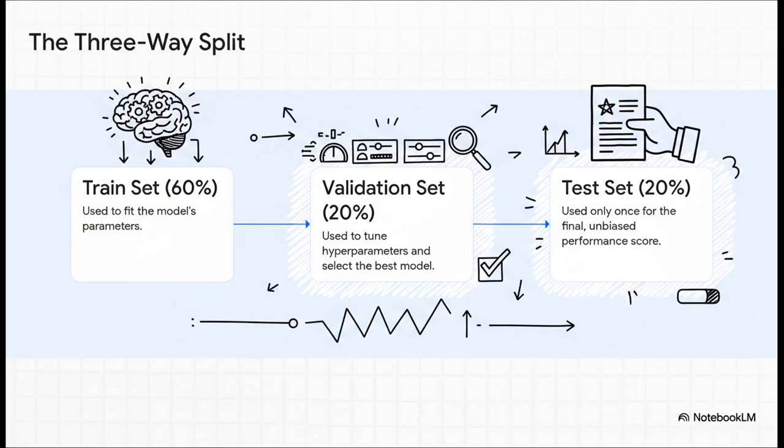So you have your training set, that's for learning. Then you have a brand new set, the validation set. That's the data you use to tune all your settings and pick your best model. And only when you're completely done, when you've made your final choice, do you bring out the test set for one last, totally honest grade.